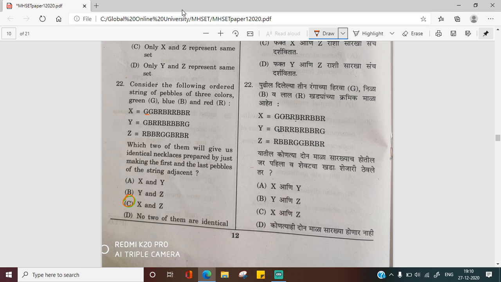See here, you see G, G, G here, double G over here. So if you match G, G, B, R, B, R, R, B, R, B, R, R, you see how they are getting repeated here. All these are the same, and here it is not the same. X and Z strings are going to be the same. So the right answer is C.